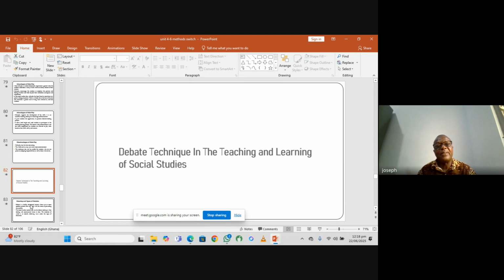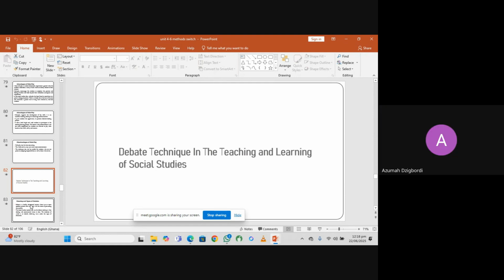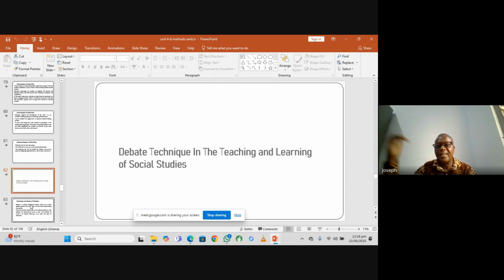The arrangement of these techniques is what we call the strategy. Maybe brainstorming first, discussion second, and whatever. The arrangement, one after the other, is what we call the strategy.